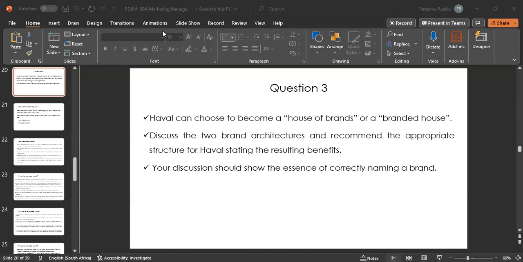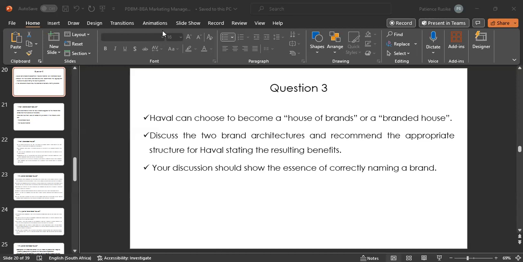Right. Question 3, it is saying that Haval can choose to become a house of brands or a branded house. So discuss the two brand architectures and recommend the appropriate structure for Haval, stating the resulting benefits, right? So your discussion should show the essence of correctly naming a brand.